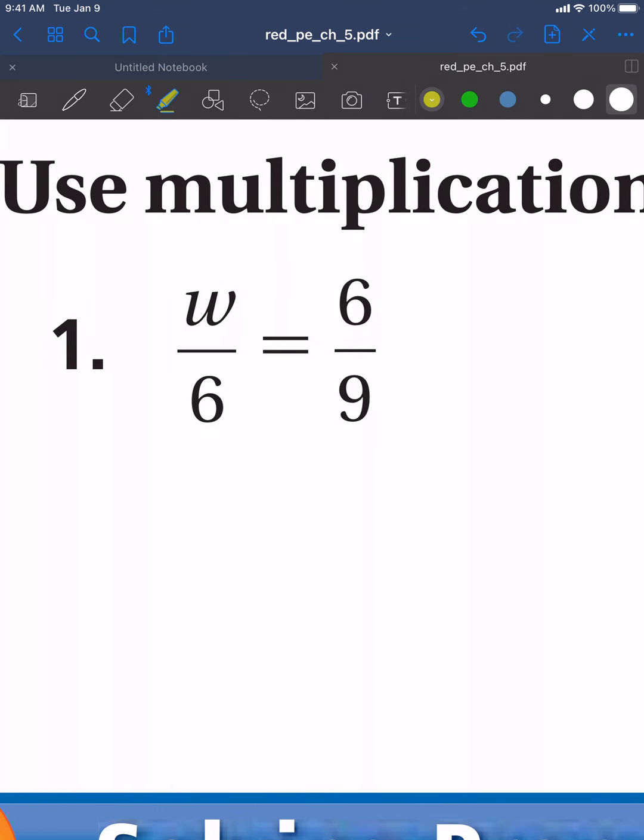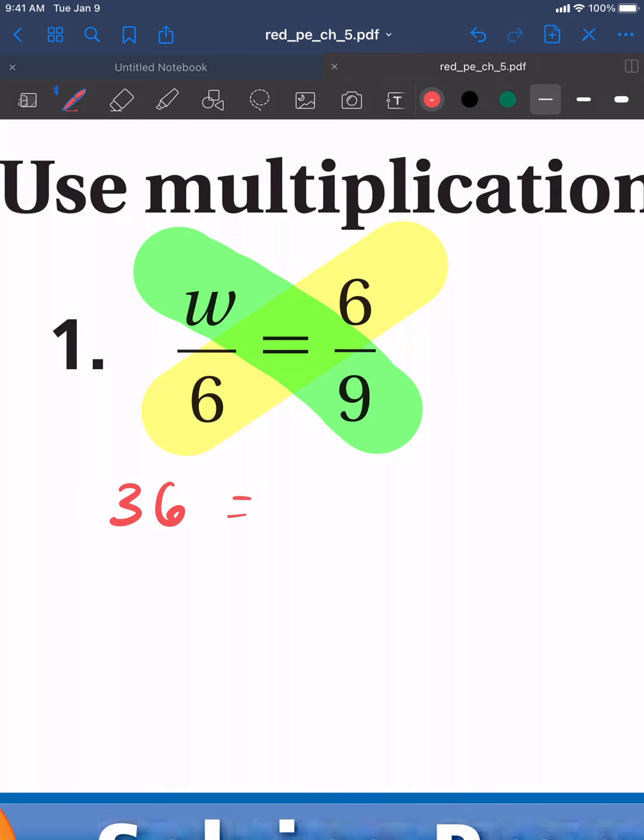W over 6 equals 6 over 9. If I said to solve the proportion and find what W equals, all you have to do is cross multiplication. 6 times 6, whoops, that's a big highlighter, let's switch that up a bit. 6 times 6 is 36. And now do the other one. W times 9. Now, what is W times 9? 9W.